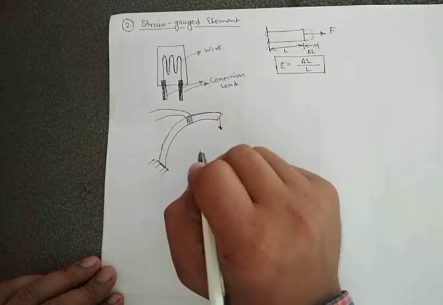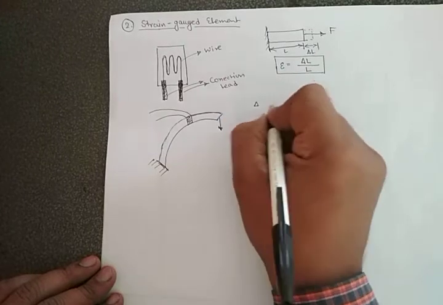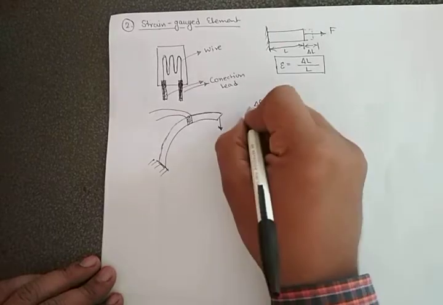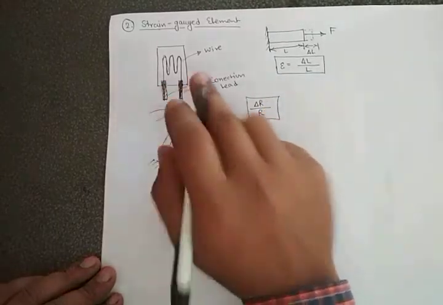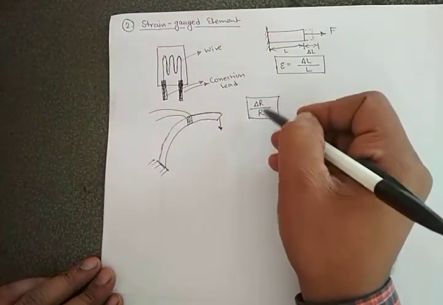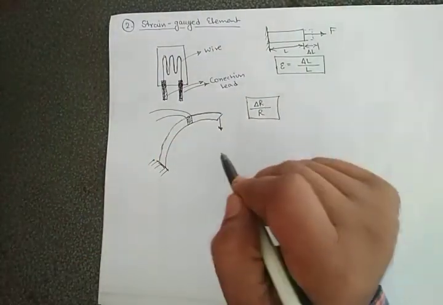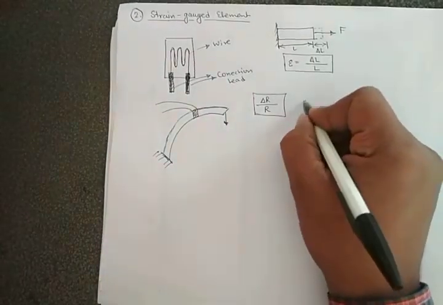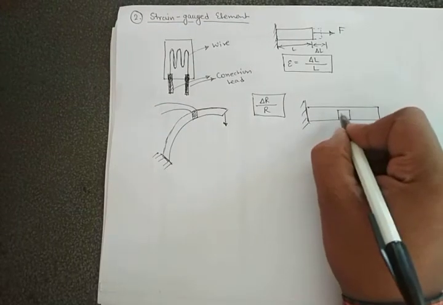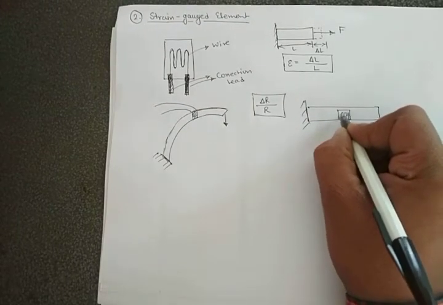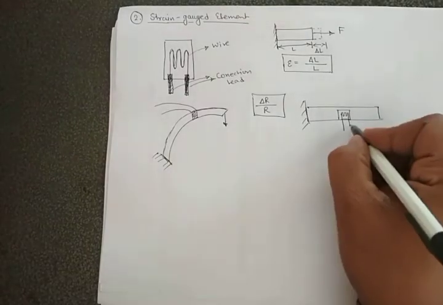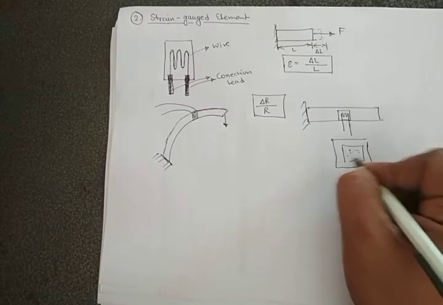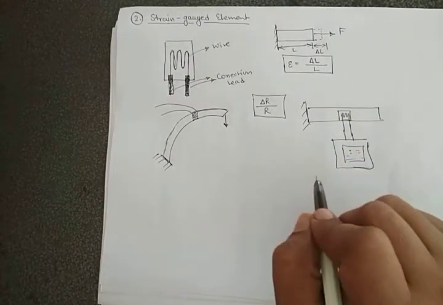Now how can we measure the strain? The change in resistance to the original resistance. By this we can check the strain. Now what is the original resistance and what is the change in resistance? If a body is placed without applying any load, and you put the strain gauge over here, it has some resistance that we can measure, or we can measure by applying current.